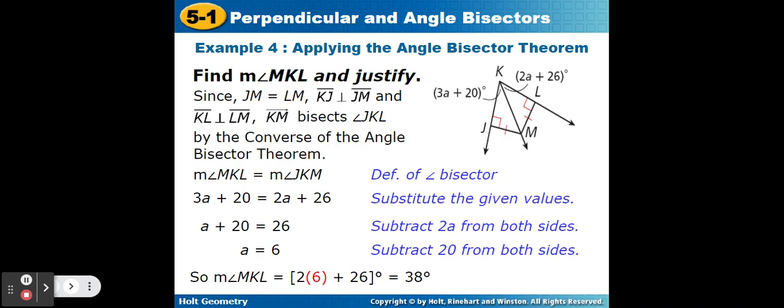And I can use that also to check my work. I do want to make sure that both of them are equal to 38 degrees, but they are specifically asking for the measure of MKL.